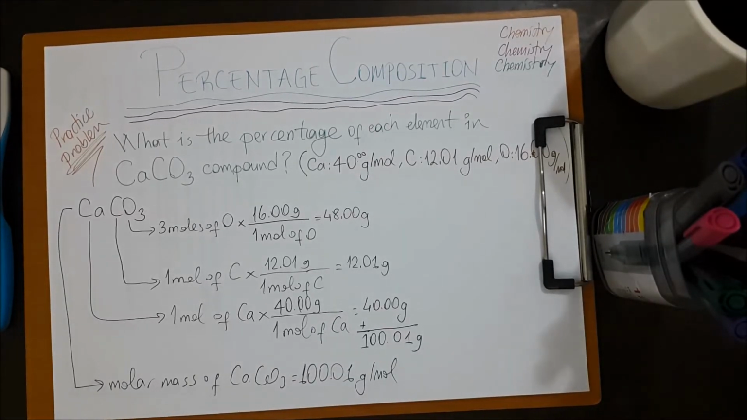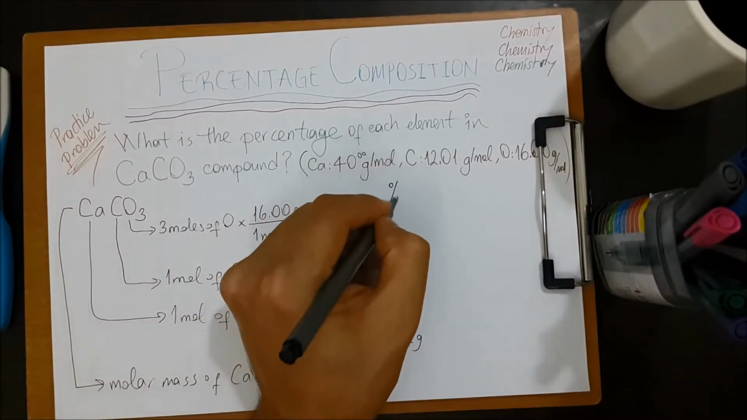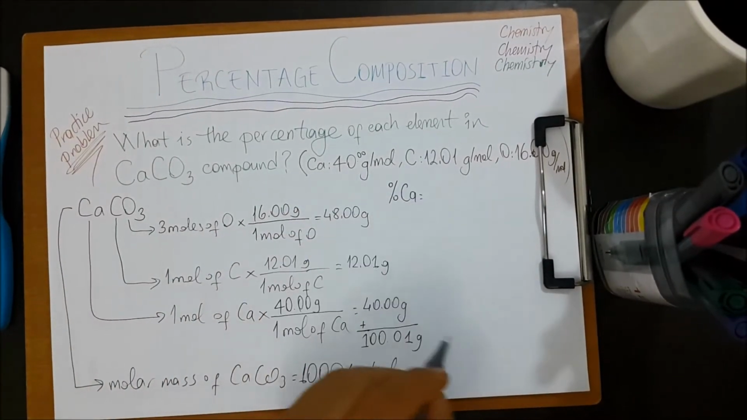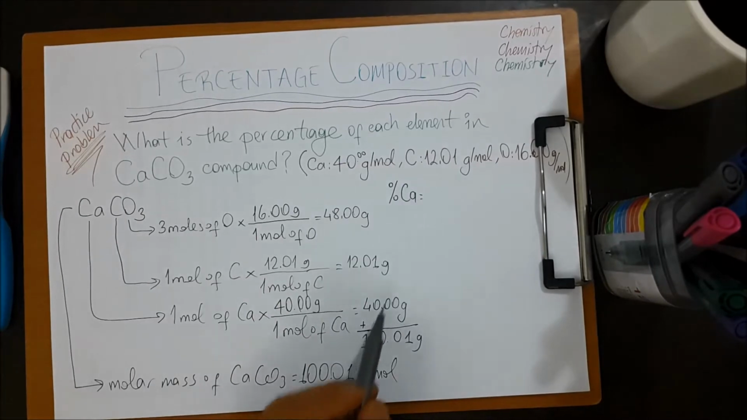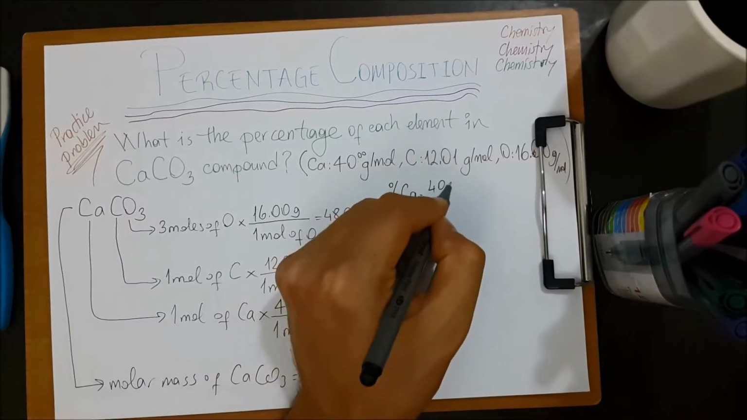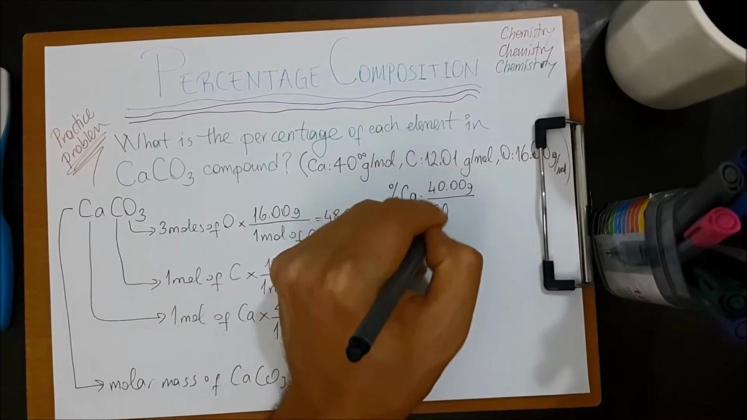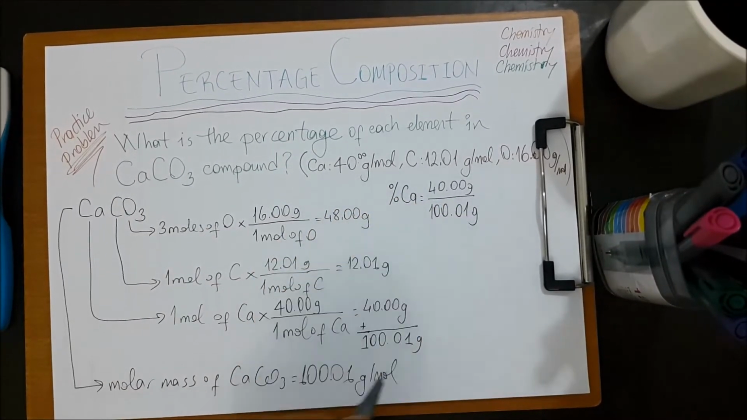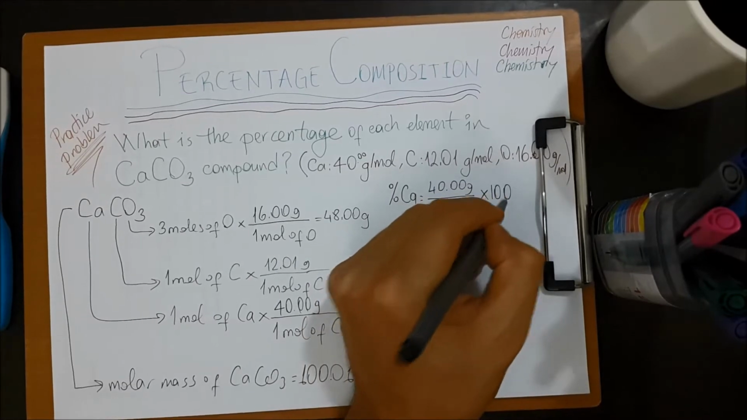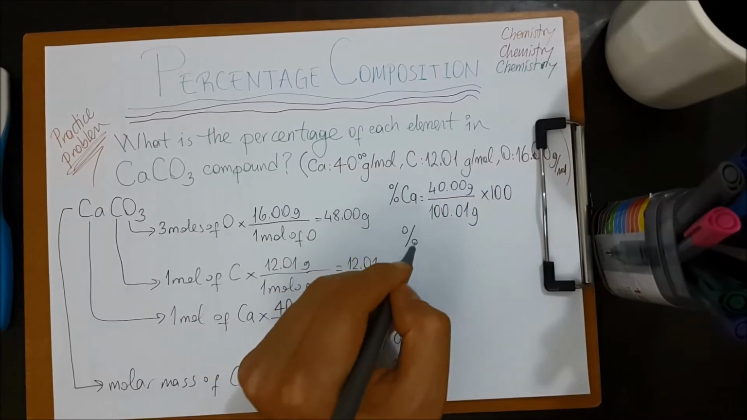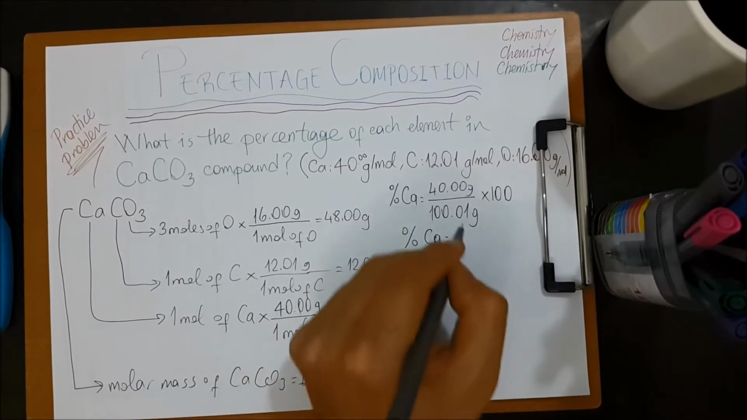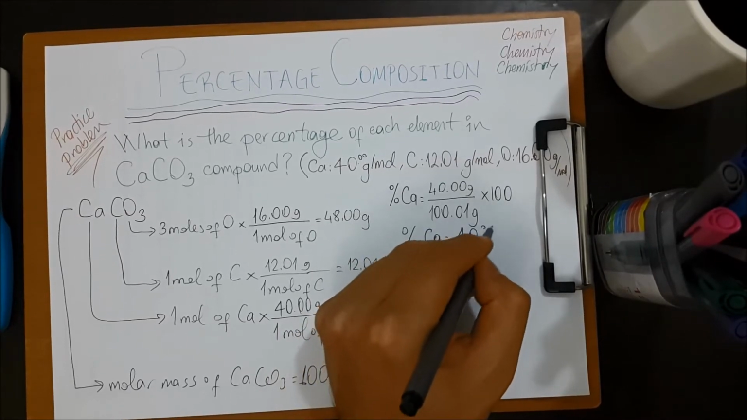To find the percentage of each element, we must start with calcium. Percentage of calcium is equal to mass of calcium in this compound. It is 40.00 grams over 100.01 grams times 100. Percentage of calcium nearly makes 40%.